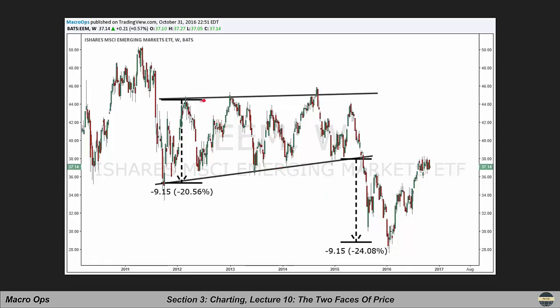So that's why the width of the consolidations tends to equal the length of the subsequent trend in the market. It has to do with this emotional concept of more investors getting caught up in longer consolidations.